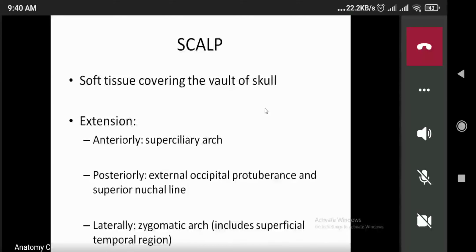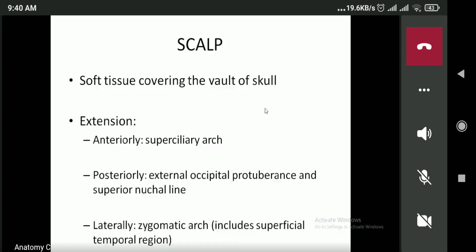Skull. Anteriorly, scalp extends up to the superciliary arch, while posteriorly it extends up to the external occipital protuberance, and from there laterally to the superior nuchal line. Okay, so the anterior limit is the superciliary arch, the posterior limit is up to the external occipital protuberance and superior nuchal line, and laterally the thin sheet of scalp extends even up to the zygomatic arch.